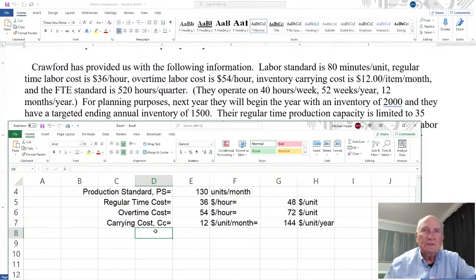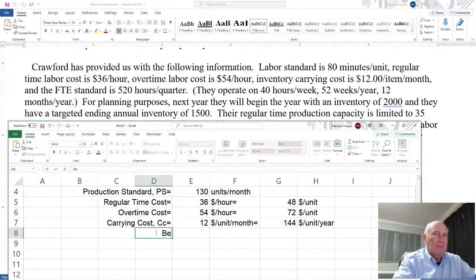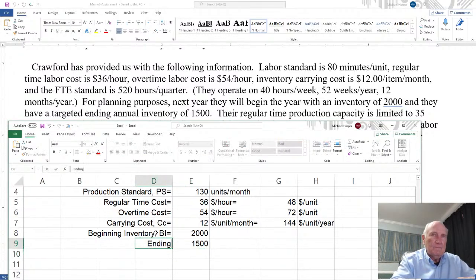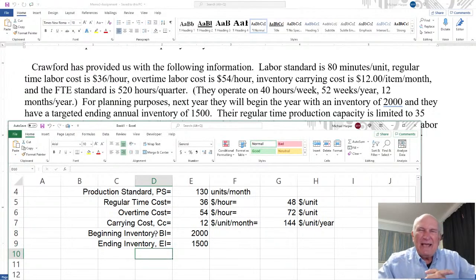Okay, so we have a beginning inventory, BI, of 2,000, and the ending inventory is 1,500. I didn't say that, but it's the annual. Beginning annual, ending annual. I probably should say that in there, but I'll just put it in there.